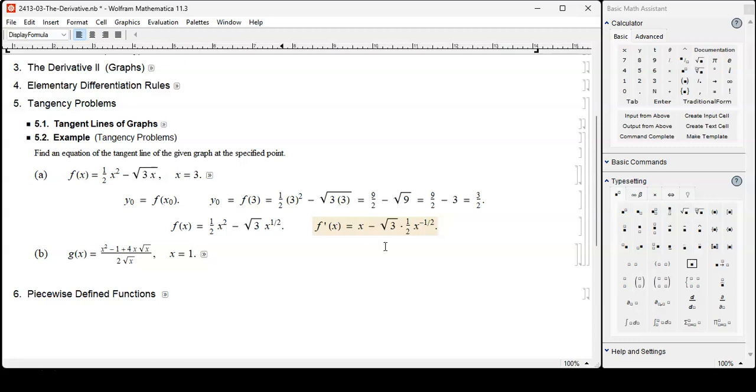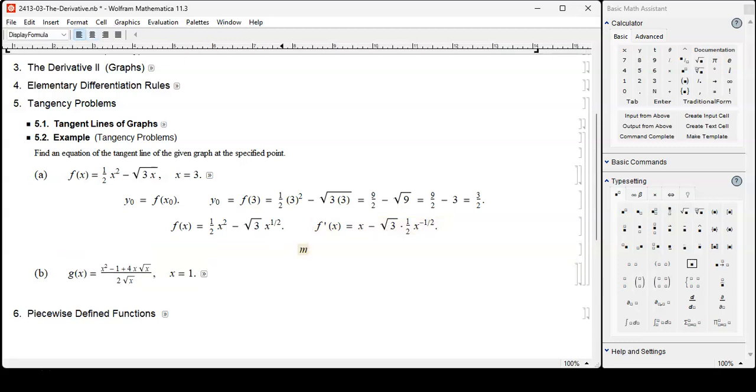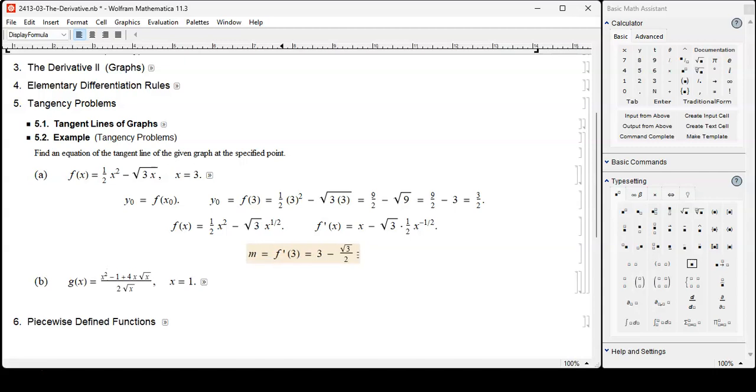This is not the slope, this is a derivative function. In order to find the slope of the tangent line, you have to actually plug in a number and do your computation. m is f prime of 3. So 3 minus square root of 3 over 2 times 3 to the negative 1/2 power. A good way to handle this is to punch it into a calculator.